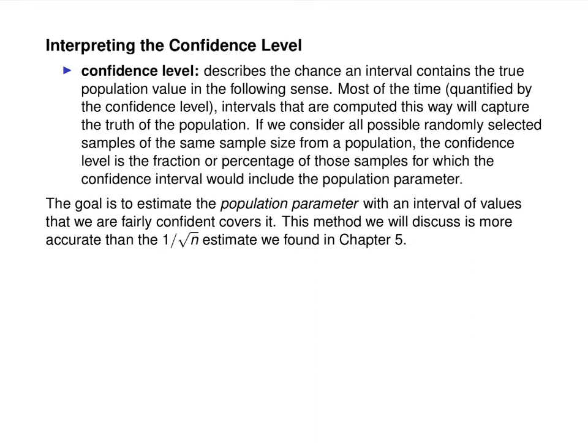So for example, if you have a 95% confidence level, it means 95% of your confidence intervals are going to cover the true population parameter. And some of them, the unlucky 5%, will not. The goal is to estimate the population parameter with an interval of values that we are fairly confident covers it. And because our confidence intervals would cover this most of the time, we can be pretty sure that the confidence interval we find does cover it. The method we're going to discuss is more accurate than the 1 over root n estimate that you found in Chapter 5.